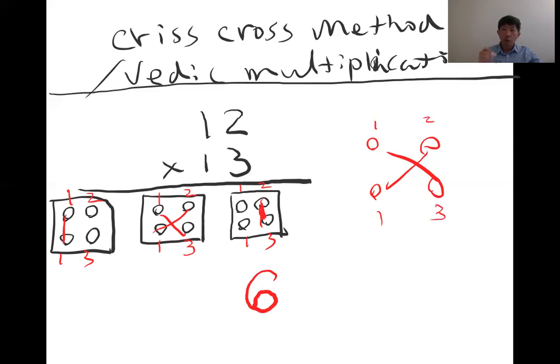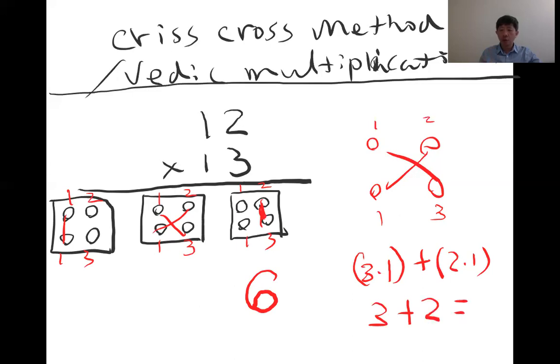So when we do cross, what does the cross mean? Cross means I take 3 times 1 plus 2 times 1, right? So 3 times 1, which is equal 3, plus 2 times 1, which is equal 2. So the final answer will be 5. So put 5 in here, right?